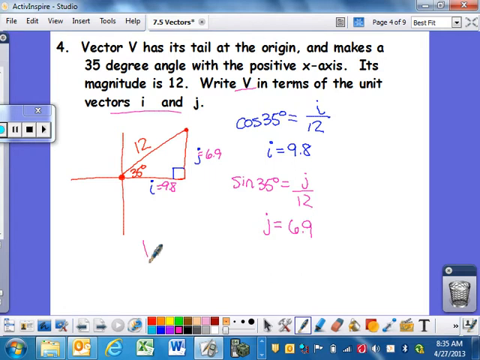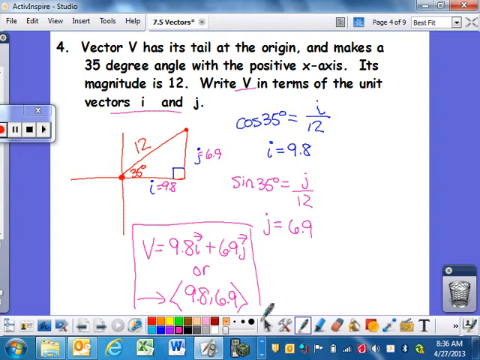You do not need to do both of these, you just need to do one of them. Standard form says 9.8 i, so that's saying the i is 9.8 units, plus 6.9 j. That's your standard form. Or you can just write the numbers like that, and this is the one I prefer because it's a little bit easier. This is representing a vector. Either of those would be your acceptable answers to that problem.